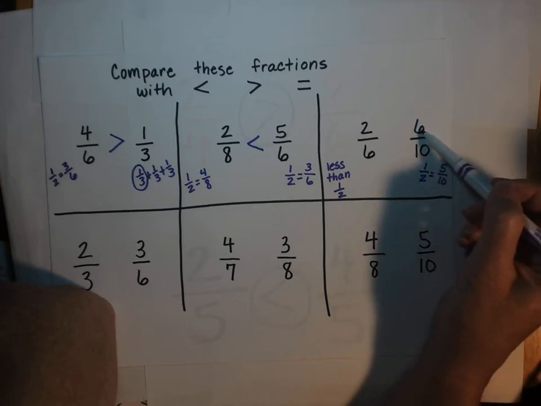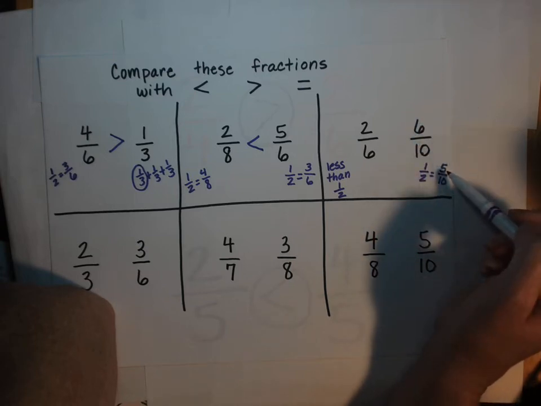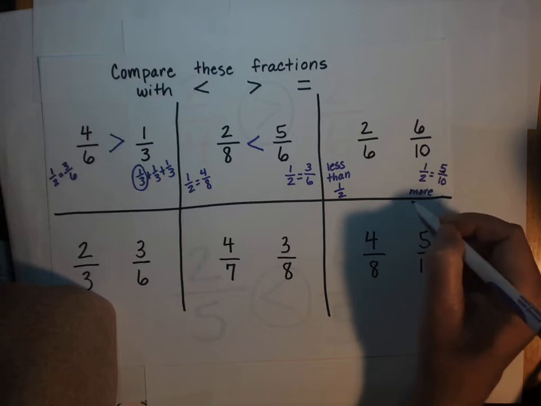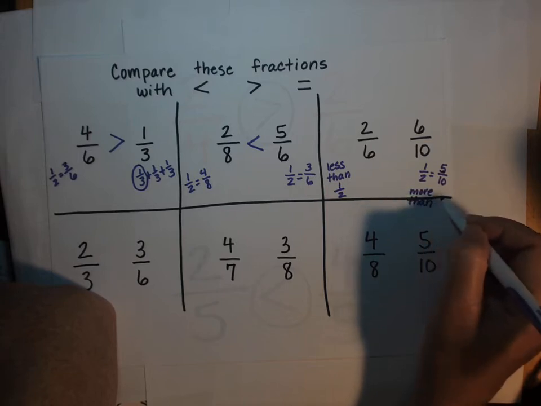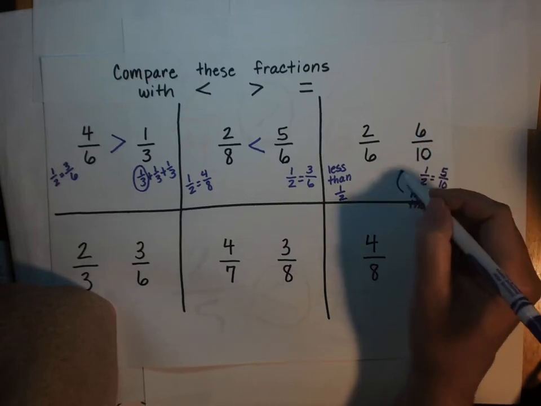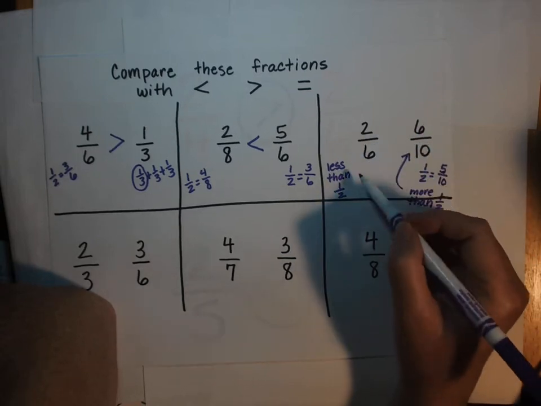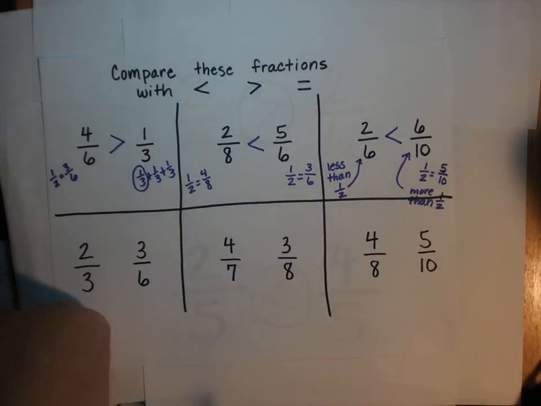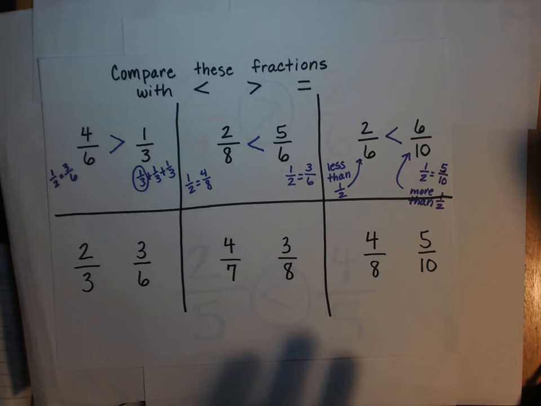So that tells me 6/10 is more than 1/2, because 6/10 is more than 5/10. 6/10 is more than 1/2. 2/6 is less than 1/2, so my symbol would be less than. So that's using our 1/2 as a benchmark.